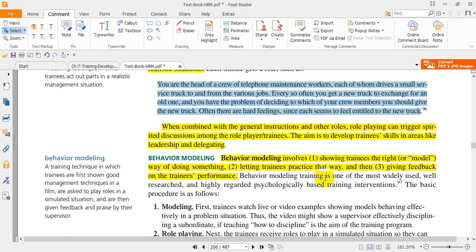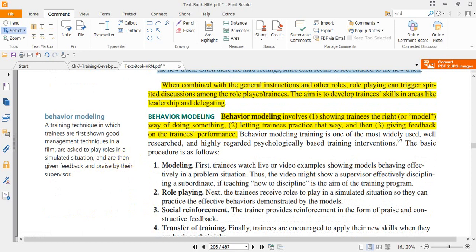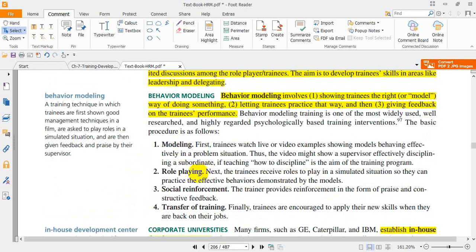Behavior modeling training is one of the most widely used, well-researched and highly regarded psychologically based training interventions. Behavior modeling is a training technique in which trainees are first shown a good management technique in a film, are asked to play roles in a simulated situation, and are then given feedback and praise by their supervisor. So the basic procedures are as follows: modeling, role-playing, social reinforcement, and transfer training.